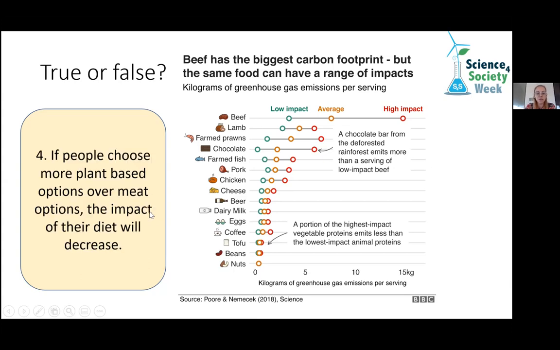Next question, number four. If people choose more plant-based options over meat, the impact of their diet will decrease. So if people choose more plant-based options, the impact of their diet will go down. Getting some answers through already.